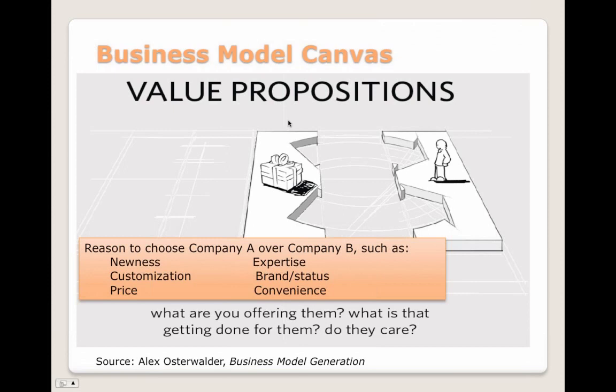It could be because they have a brand new product that's better than what else is out there. Could be that the company offers more customization or personalization. Maybe it's a better price, expertise, convenience. Maybe it's a brand or a status symbol. So if someone's buying a Rolex watch, they're not buying the Rolex because of the gears that are in the watch. They're buying it because of the status symbol that it conveys. So make sure to indicate again for each customer segment what is the value proposition for them.